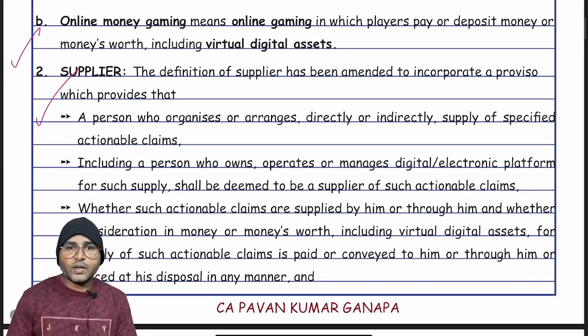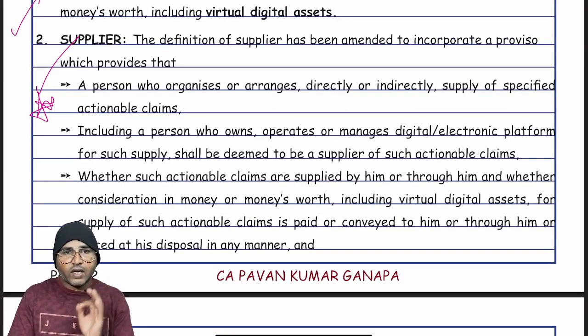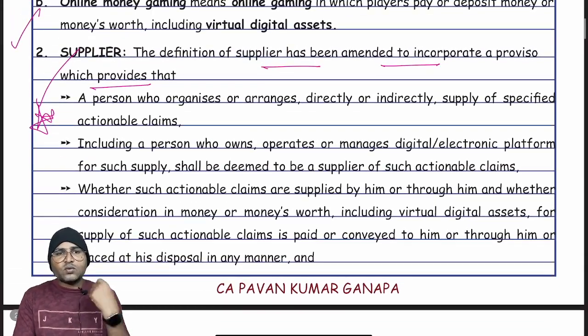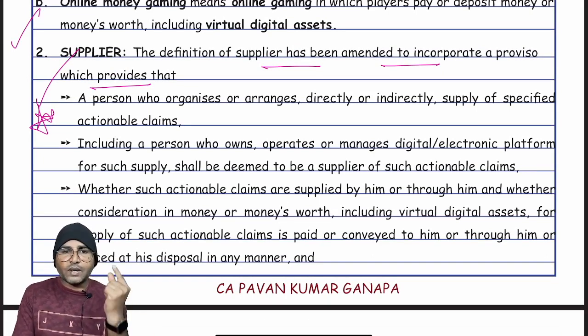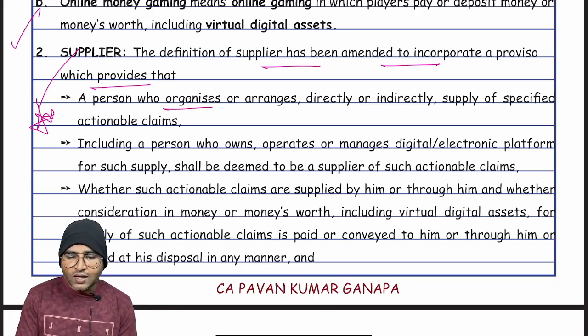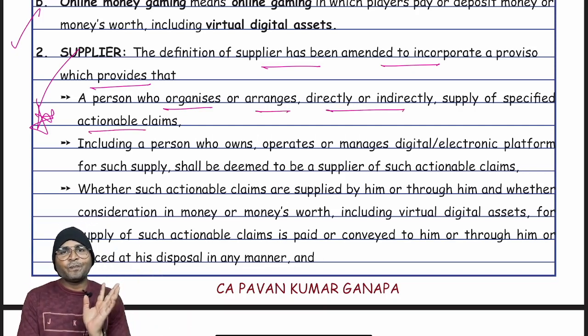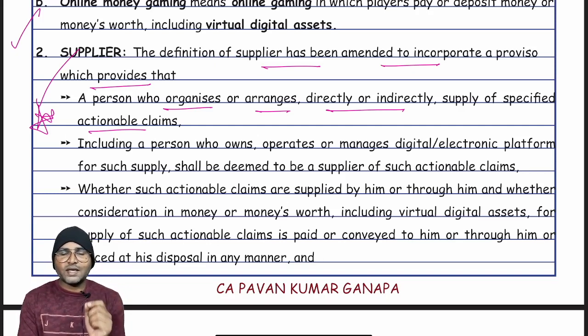The supplier definition also has been amended. Please remember, from the examination point of view, it is very important. The definition of supplier has been amended to incorporate a proviso. Actually, a supplier means the person who is supplying the good or service, and even the agent of the supplier is also a supplier. This was the earlier provision. Now the new definition concerns a person who organizes or arranges, directly or indirectly, supply of specified actionable claims. The person who arranges or organizes specified actionable claims is also a supplier.